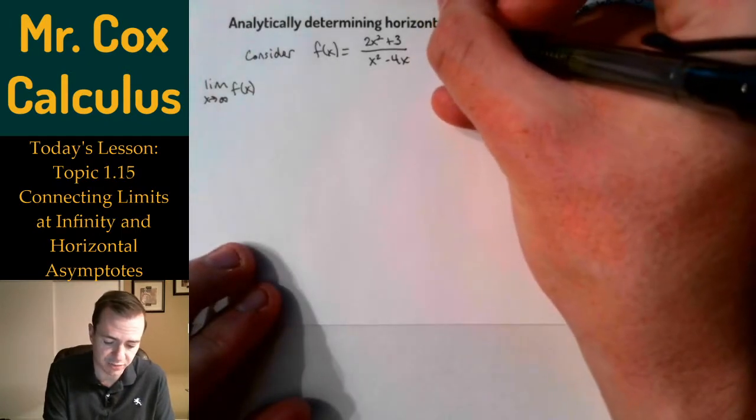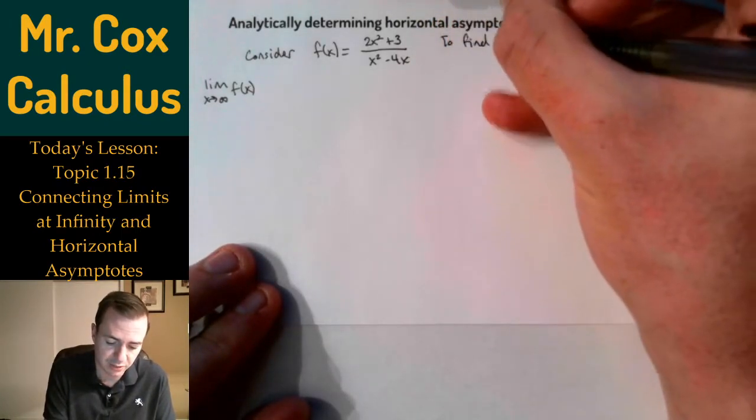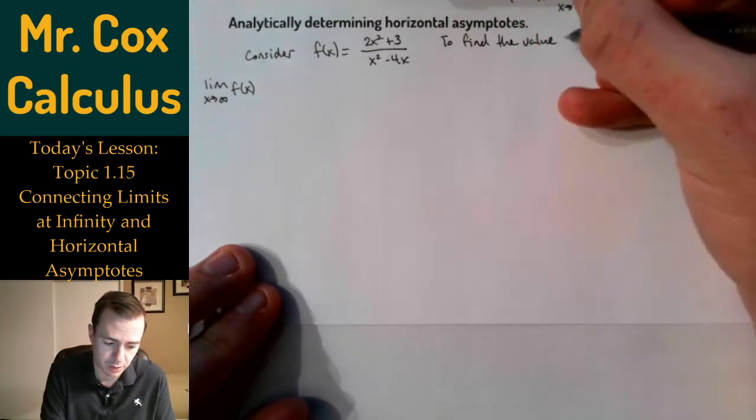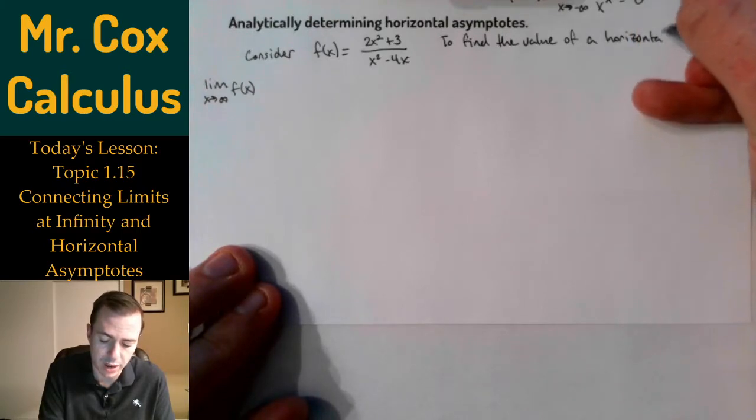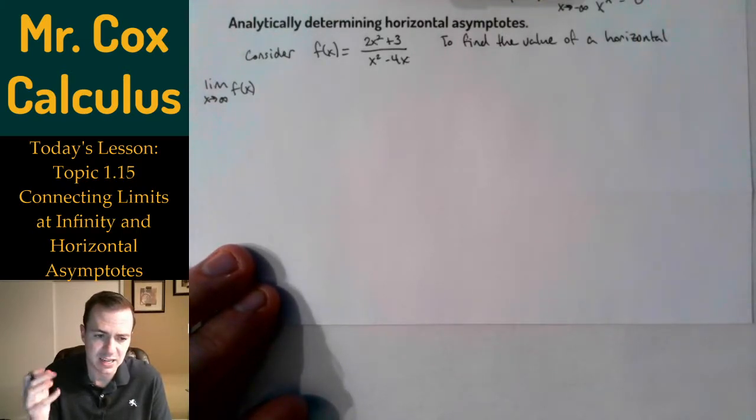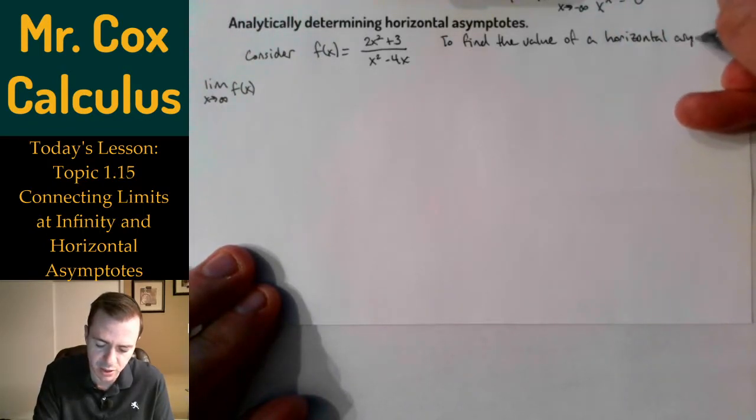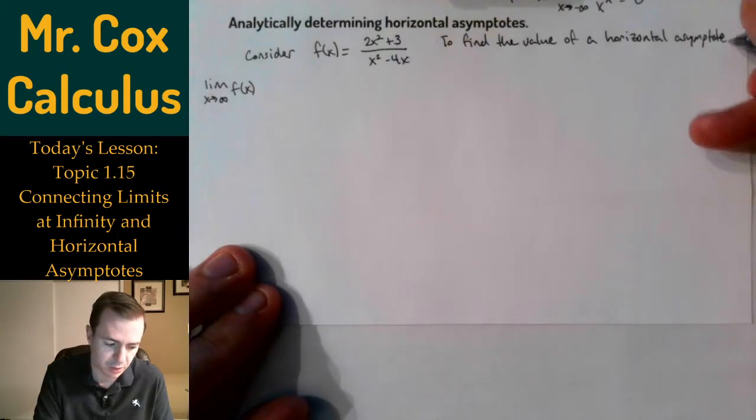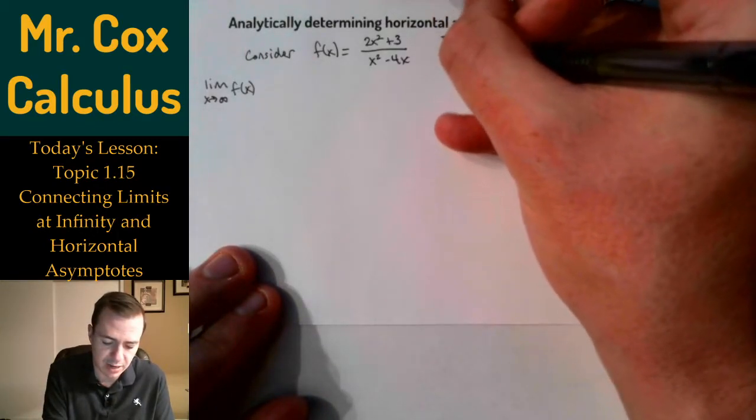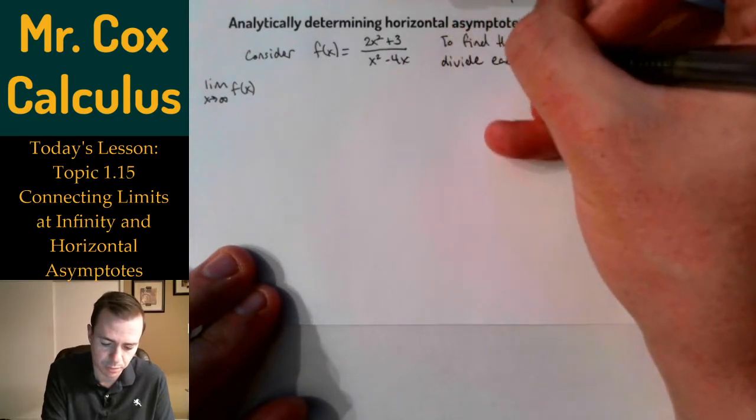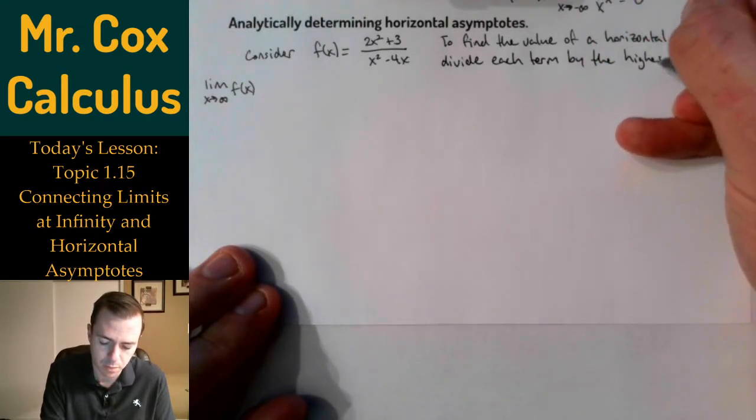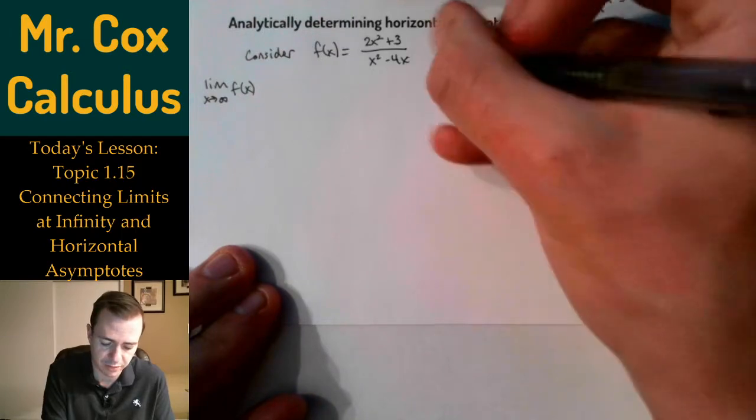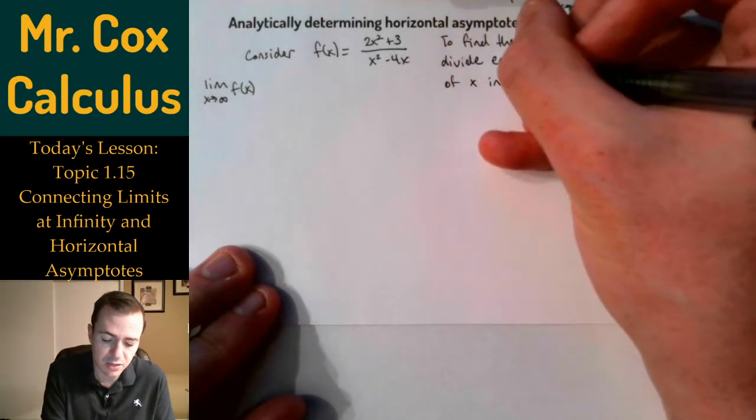So here's the trick to finding horizontal asymptotes. To find the value of a horizontal asymptote, and I'm going to do this trick once, and then we're going to get an intuitive idea when we analyze functions here. But to find the value of this horizontal asymptote, what we want to do is divide each term by the highest power of x in the denominator.